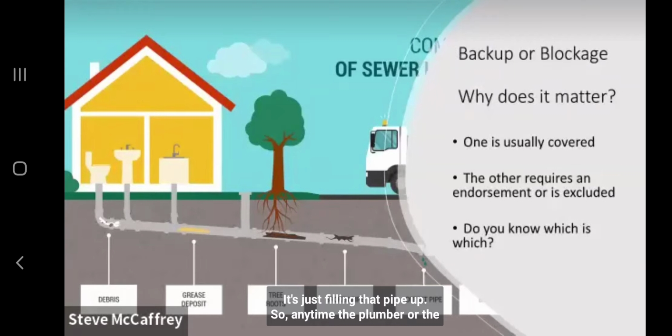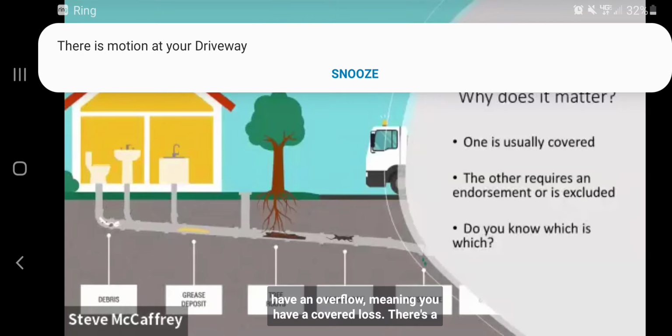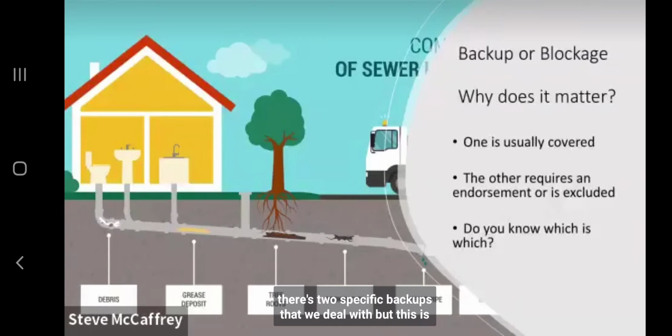So anytime the plumber or the customer says the plumber came out and cleared a blockage, you have an overflow, meaning you have a covered loss. There's a huge difference when we get to what is actually a backup, and there's two specific backups that we deal with, but this is an overflow. So if a plumber or somebody came out to the property, the homeowner plunged a toilet, removed a clog, the plumber came out and snaked the toilet, all of those create overflows, which are covered. And I'm not getting into exactly what a backup is at the moment, but all of these are overflows, meaning they are covered. Is everybody clear?